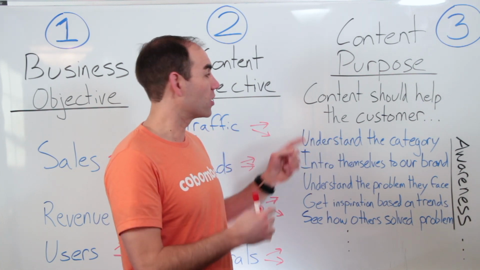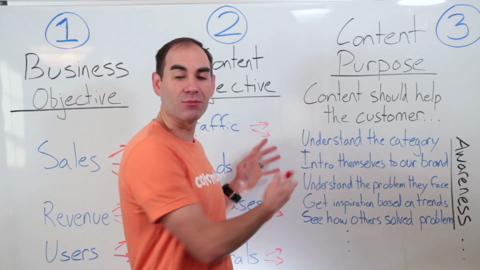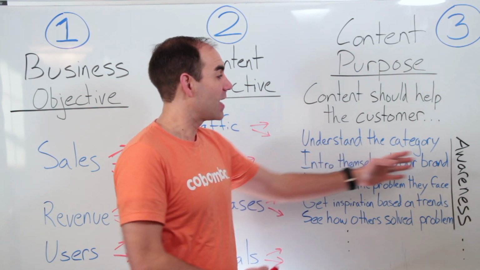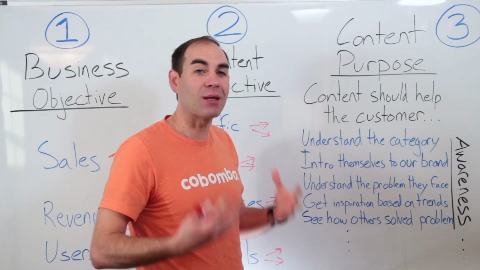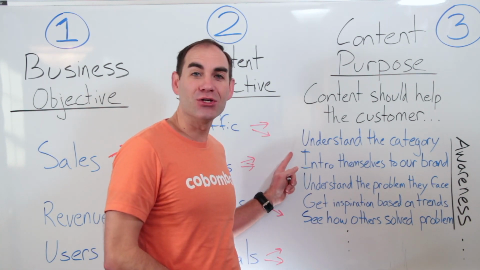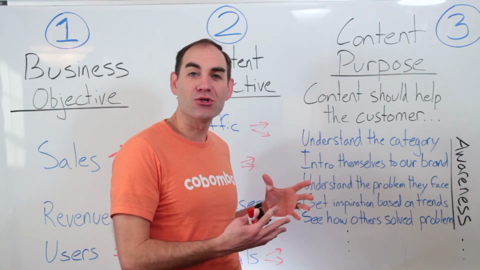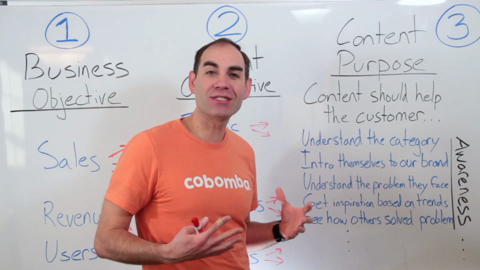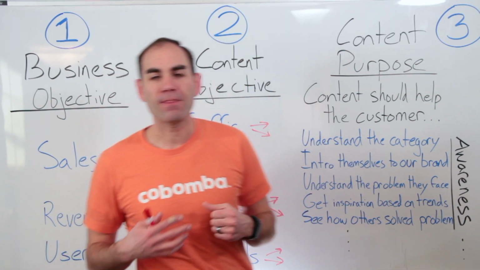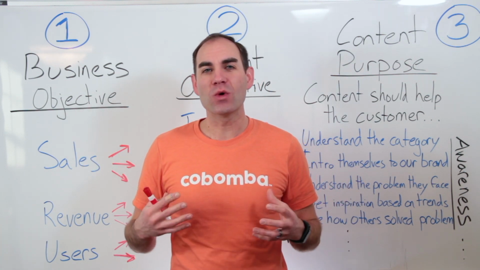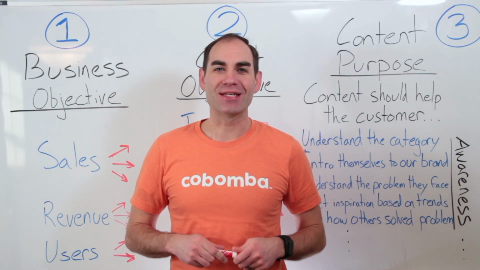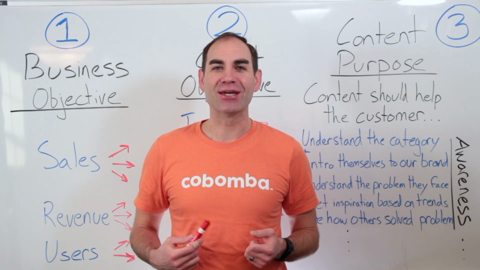So when you can answer, the content should help the customer, and you fill in the blanks, here are some examples for the awareness stage of the customer journey. So some of those purposes might be understand the category, introduce themselves to our brand, understand the problem they face. When you can connect these dots, 1, 2, 3, you will drive alignment inside your organization and you will keep making great content.